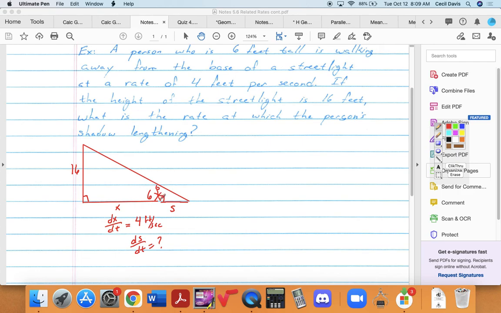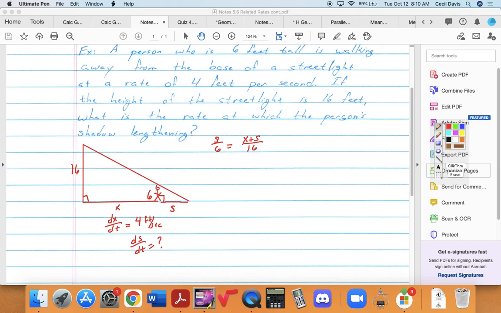But this little triangle is similar to this whole big triangle. Yes, it is. Oh my God. Whoa. So in this little triangle, S is to 6, as in the big triangle, x plus s, thank you very much, to 16.